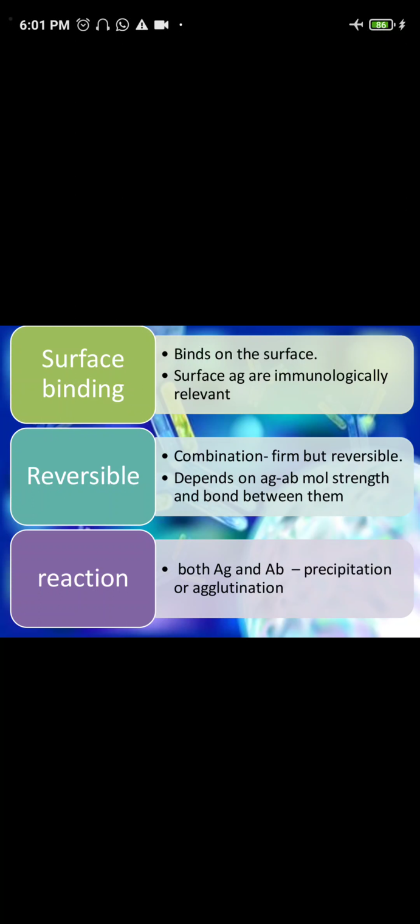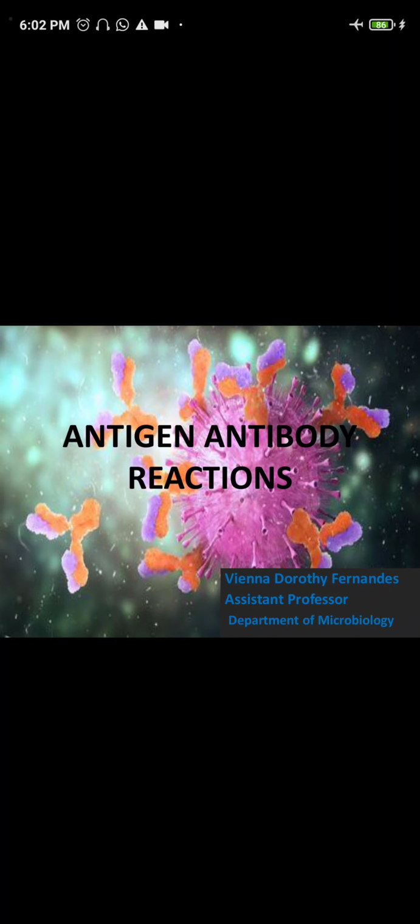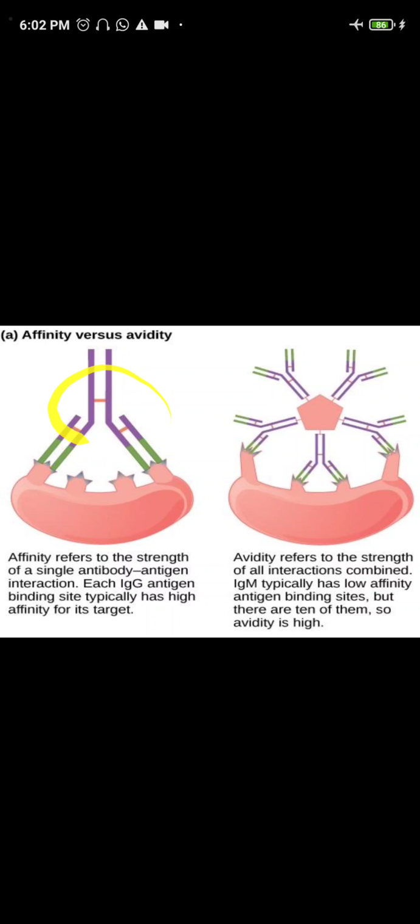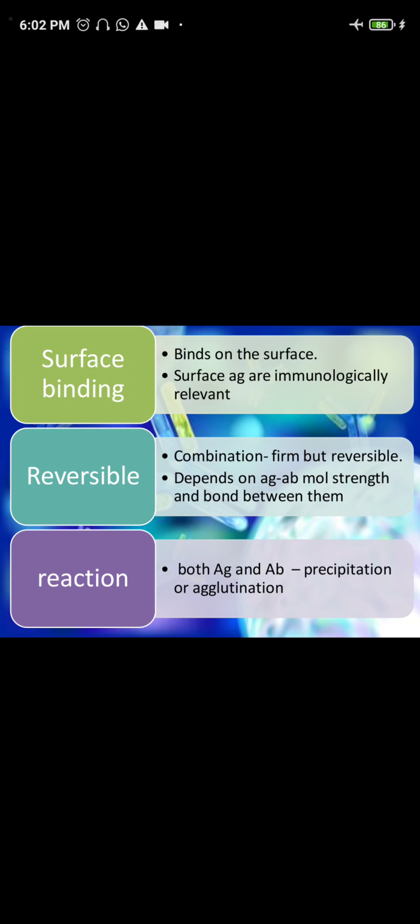Surface binding. Now what is the meaning of this? The antibody binds to the antigen only on the surface. They do not penetrate inside the antigen. You can see here, this is the antibody. The antibody has bound only onto the surface of the antigen. It has not penetrated inside. Similarly, this is the antigen, and the antigen has not gone inside the antibody. So they bind to each other only on the surface. They do not penetrate into each other. And of course they have to be homologous to each other.